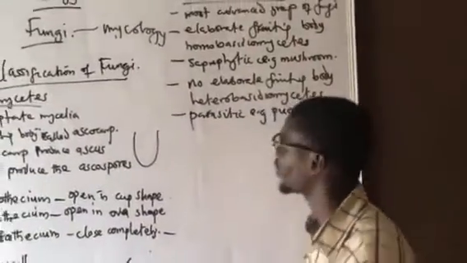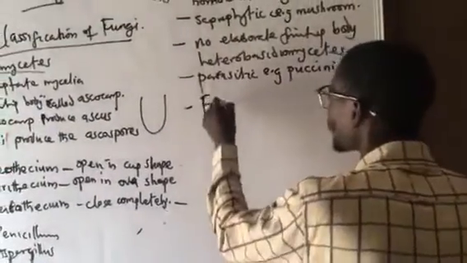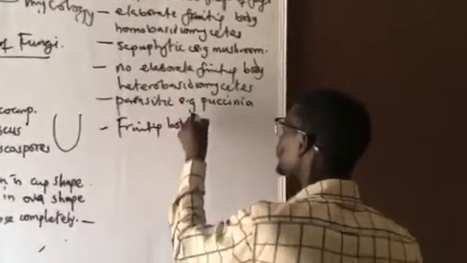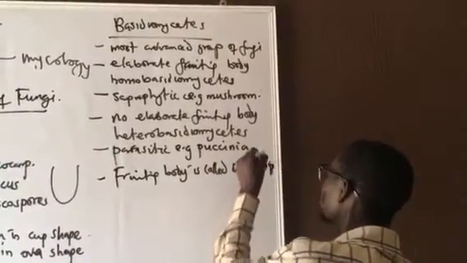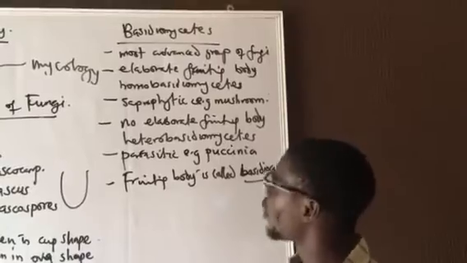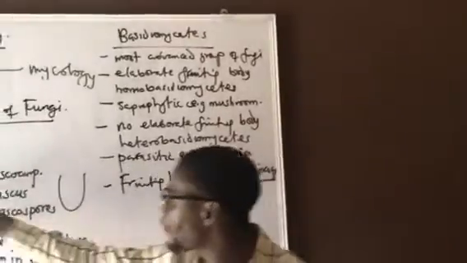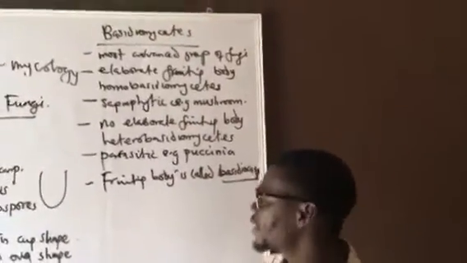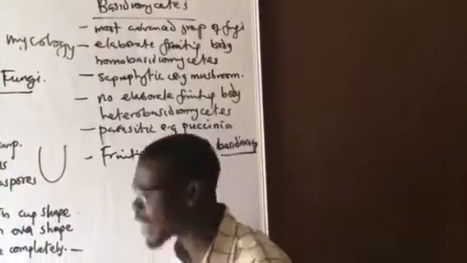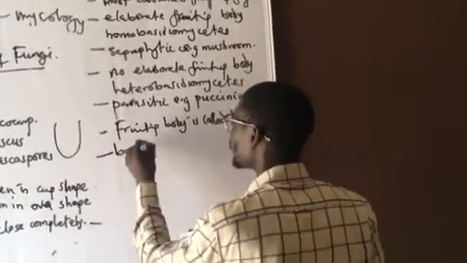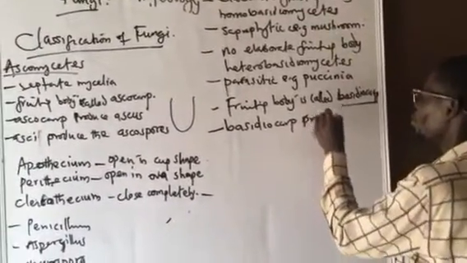So these basidiomycetes also have the ones that have elaborate fruiting body. Their fruiting body is called basidiocarp. So this basidiocarp produces basidia, just like the way ascocarp produces asci in ascomycetes. So the fruiting body, which is the basidiocarp, produces the basidia.